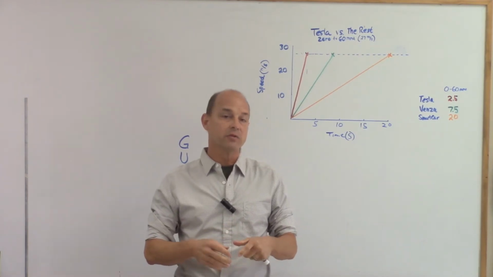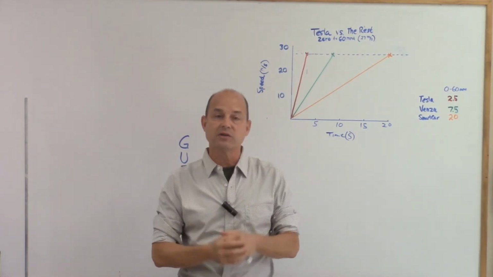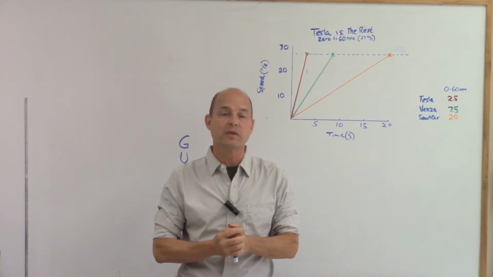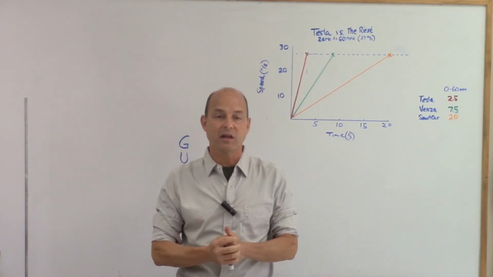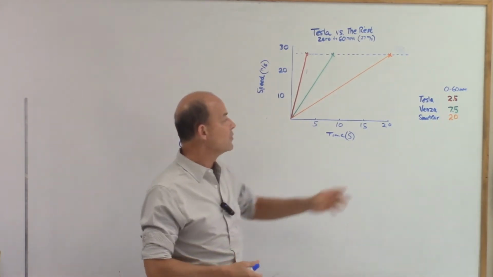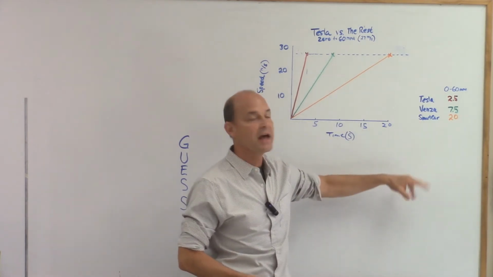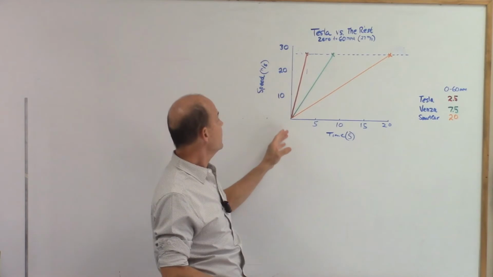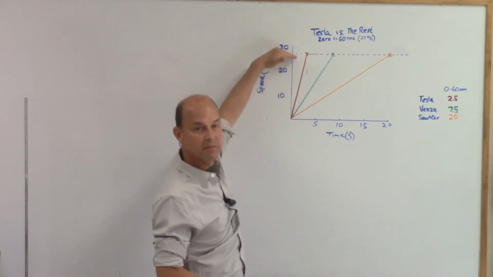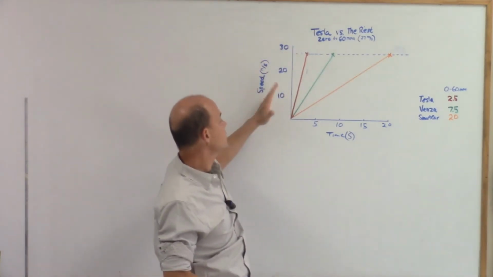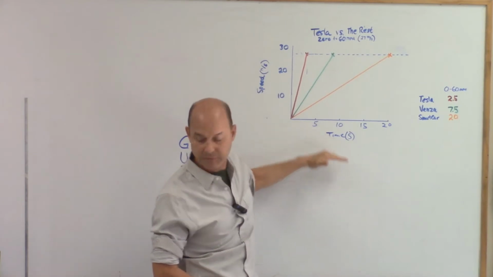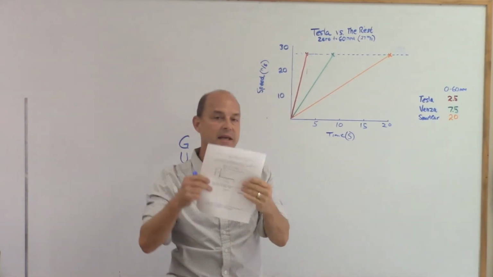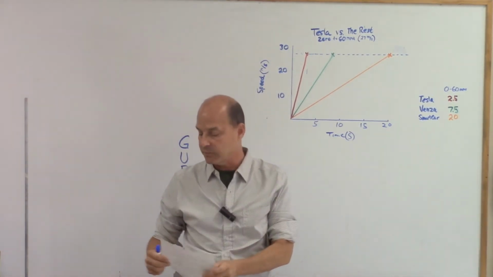And I want you to be able to recognize acceleration graphically, but I also want you to be able to calculate acceleration. So we're going to look at the three cars, the Tesla, the Venza, and the SmartCar, and how quickly they go from 0 to 60 miles an hour. So this is a speed versus time graph that I've drawn on the board, and it is the same graph that's on the handout here.